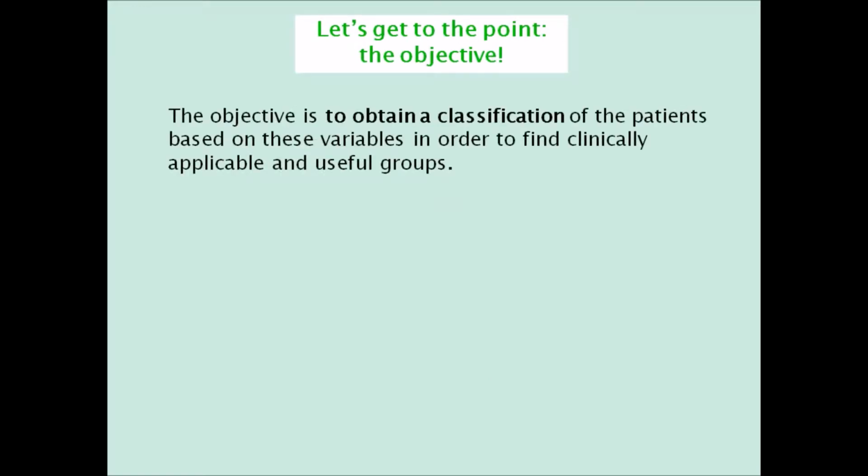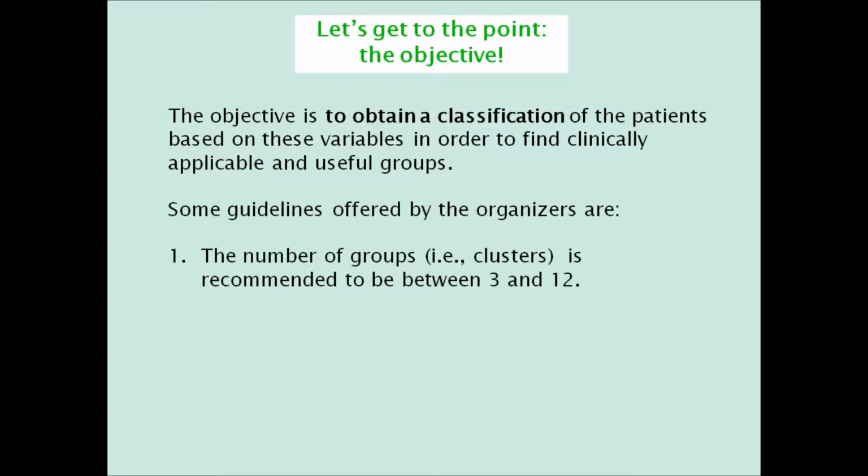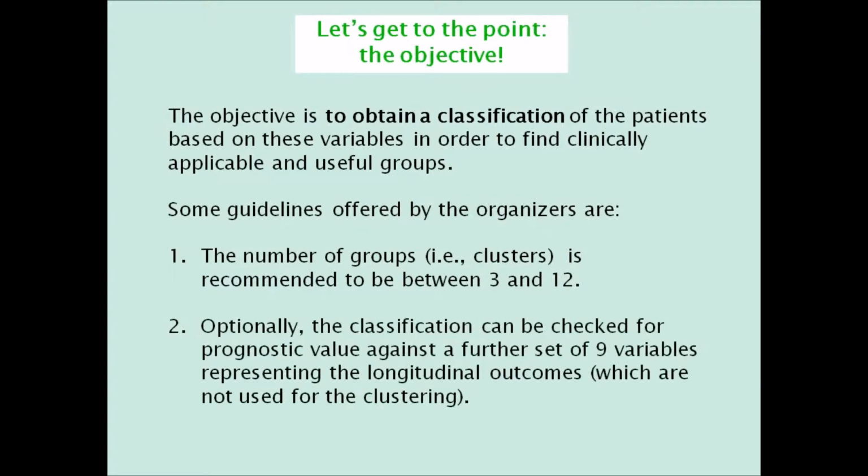The objective is to obtain a classification of the patients based on these variables in order to find clinically applicable and useful groups. The organizers of the challenge gave some guidelines. The number of groups should be between 3 and 12, and optionally the groups could be checked for prognostic value against an additional 9 variables representing the longitudinal outcomes after 2 weeks, 3 months and a year.